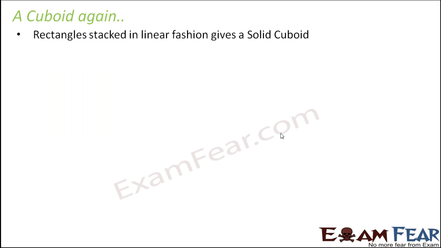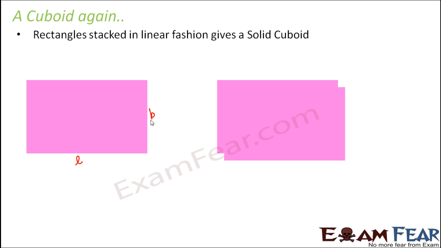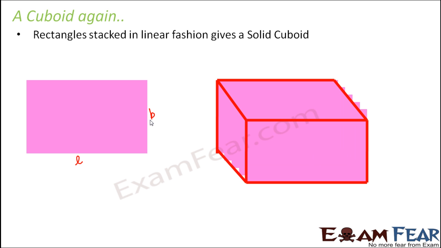Let's look at a cuboid again. Now instead of squares, even if you take rectangles, these are also two-dimensional shapes, just that here the length and breadth are of different measurements. This is length and this is breadth. If you stack many such rectangles together, then also you get a cuboid. You have the length, the breadth, and now also the height or the depth, whatever you call it. And this height happened because of stacking so many rectangles one above another.